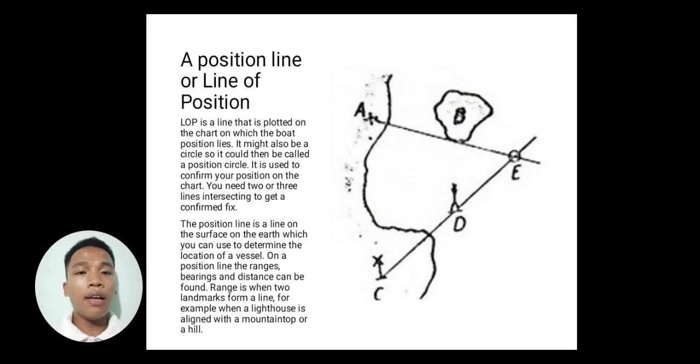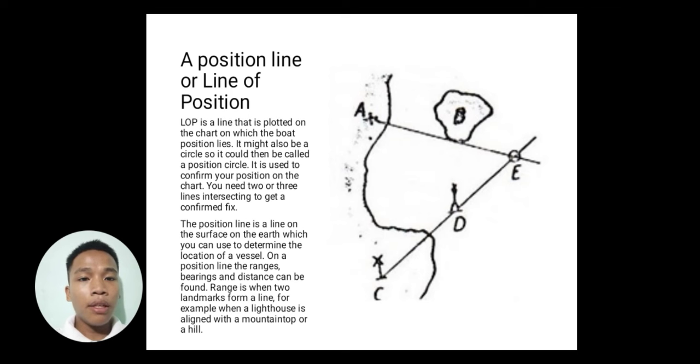A position line or line of position, LOP, is a line that is plotted on the chart on which the boat position lies. It might also be a circle, so it could then be called a position circle. It is used to confirm your position on the chart. You need 2 or 3 lines intersecting to get a confirmed fix.